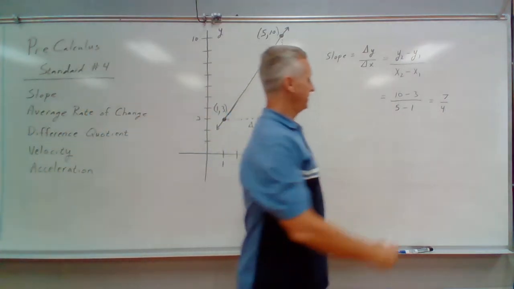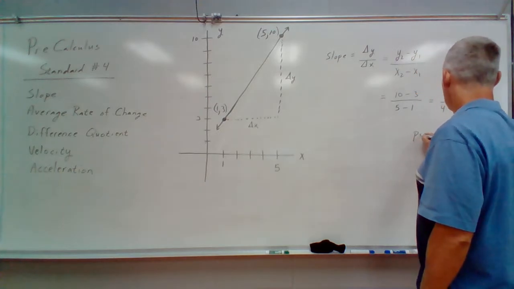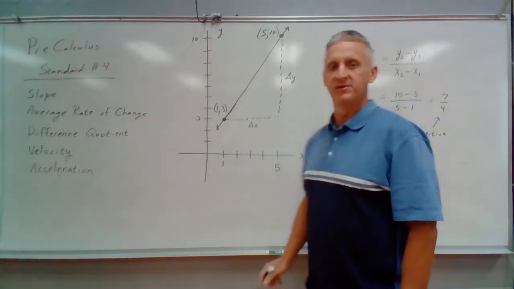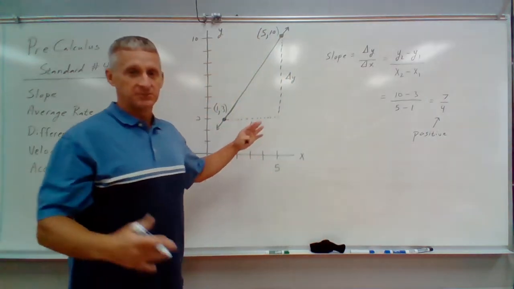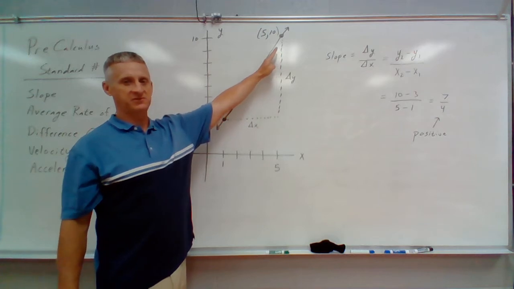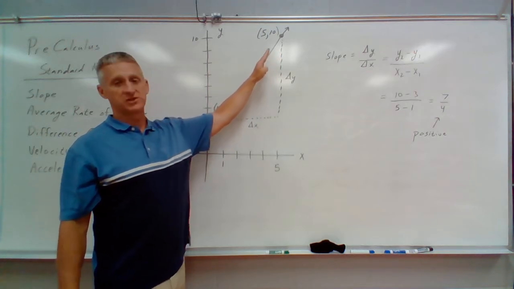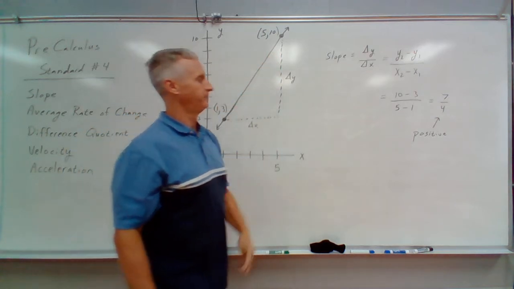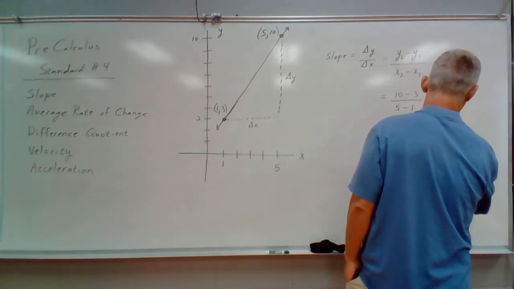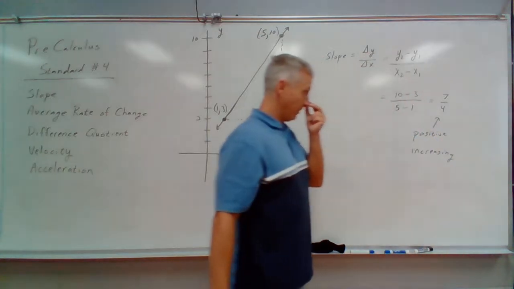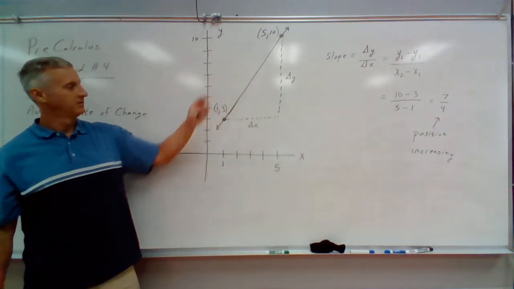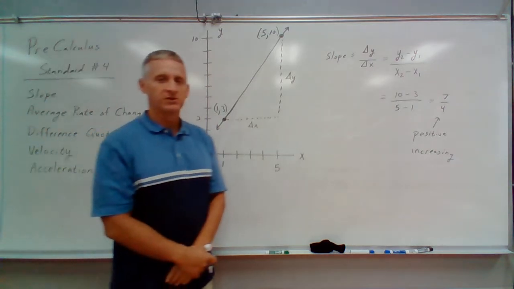All right, so notice this is a positive number. Notice, as we talked about yesterday, this line is going uphill from left to right, so this function would be increasing. So an increasing function would have a positive slope. Okay, let's look at a second example.